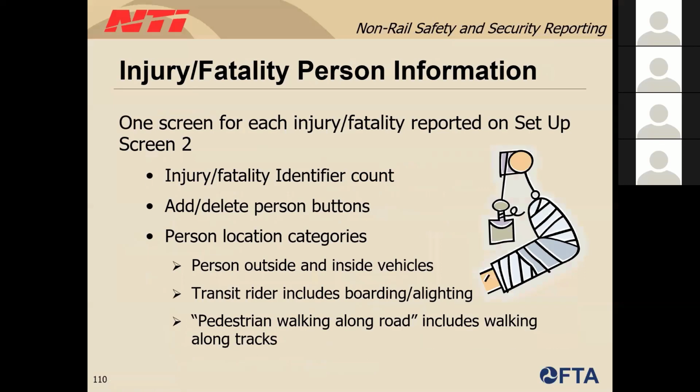If your event includes an injury or fatality, you will need to complete a screen for each person. This form also includes a person count and buttons for increasing or decreasing the number of people. Person type location categories are divided into two groups: persons outside the vehicle and persons inside the vehicle. Transit vehicle rider is the correct choice for passengers boarding or alighting. Pedestrians walking along road also includes walking along rail tracks.